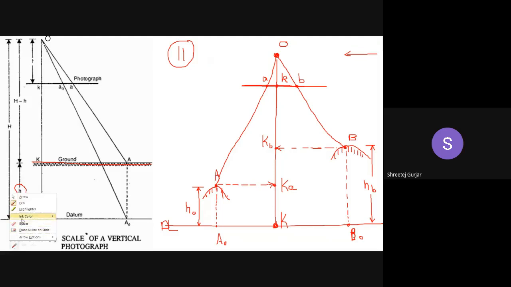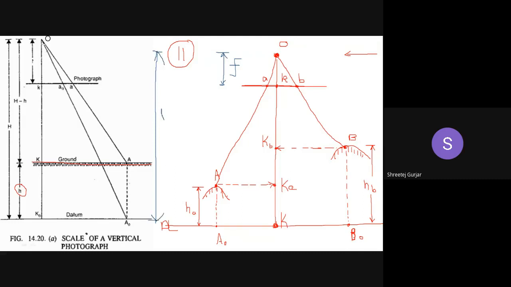Now let me change the color. All the distances we will write. So this is nothing but focal length f, right? Exposure station to photograph, focal length f. Now what is the flying height? This is the total flying height from the datum line. This is the total height of the exposure station from the datum line, that is capital H. Then we know this is HA.